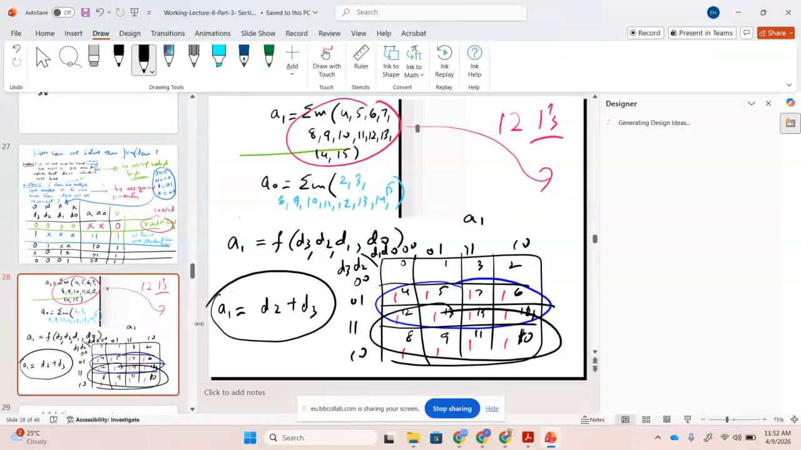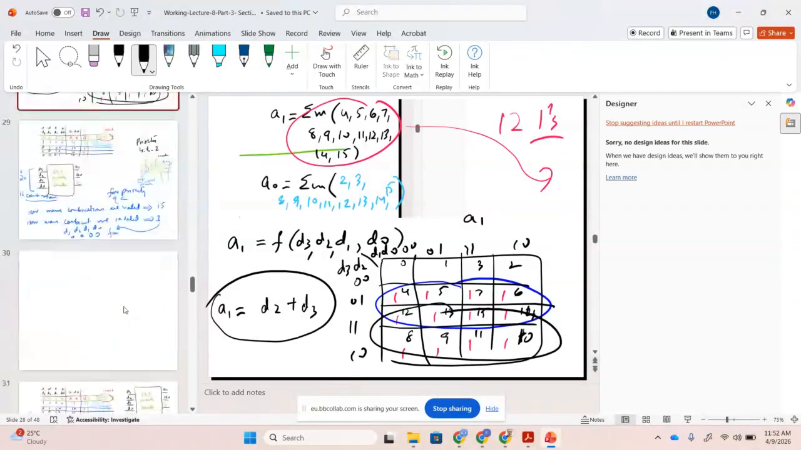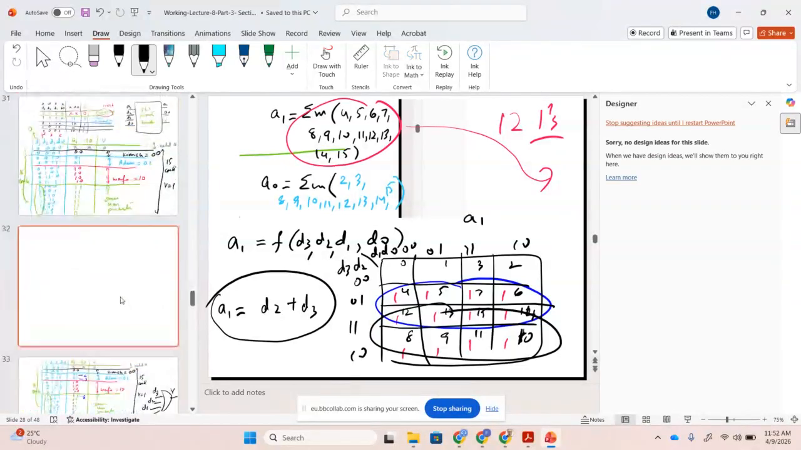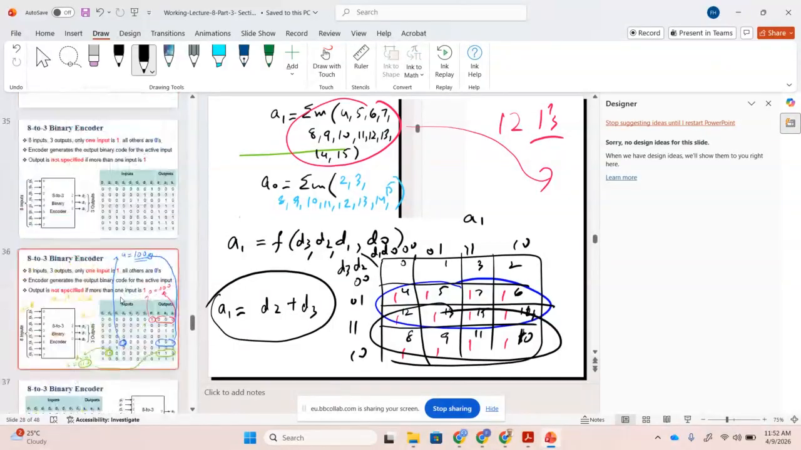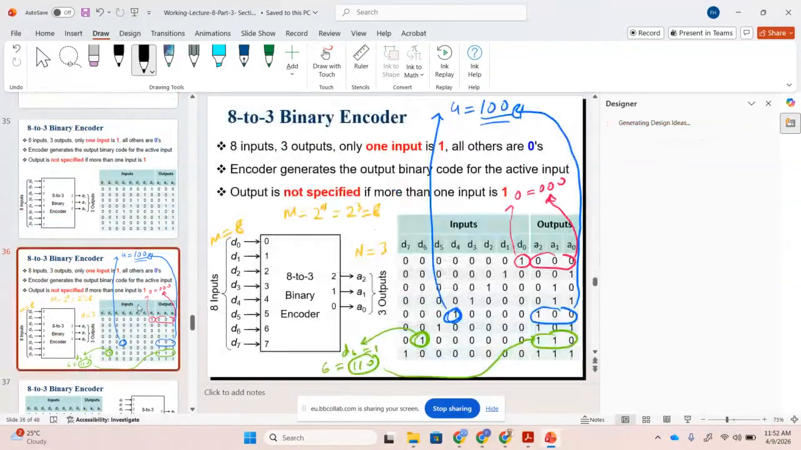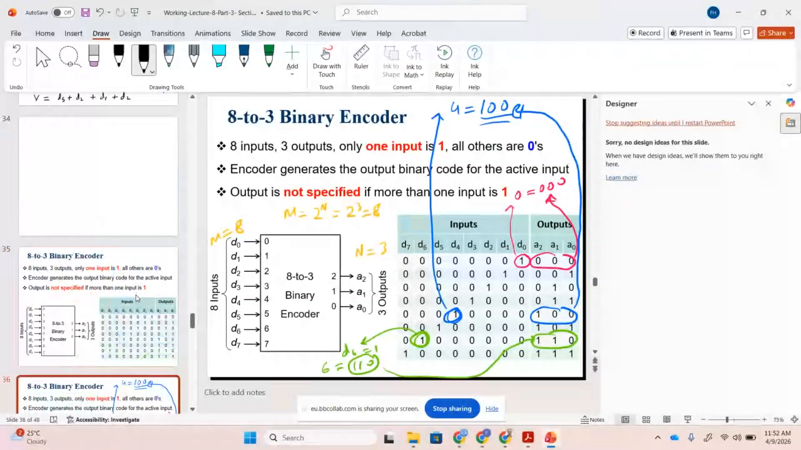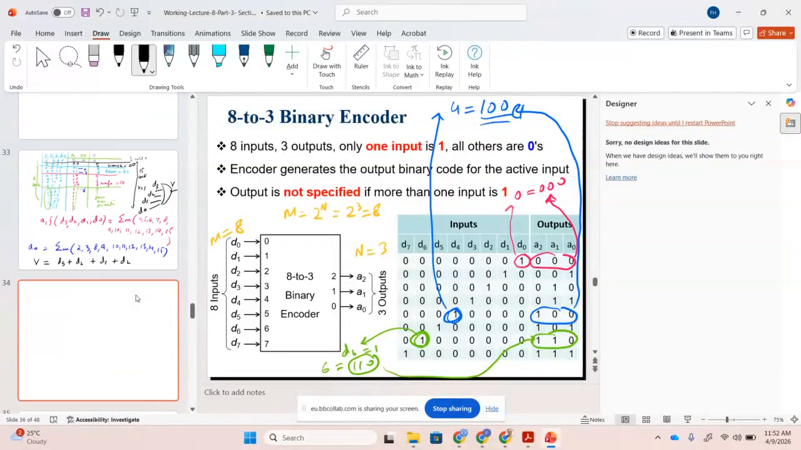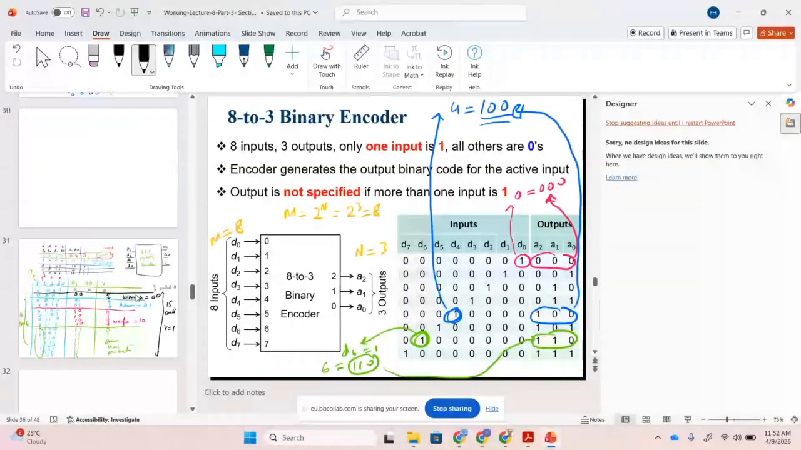And similarly, you can find the expression for A0. It is already there in the lecture slide. So now can you see here? Now please look at here. Got it or not got it? Any question? Clear? Clear.